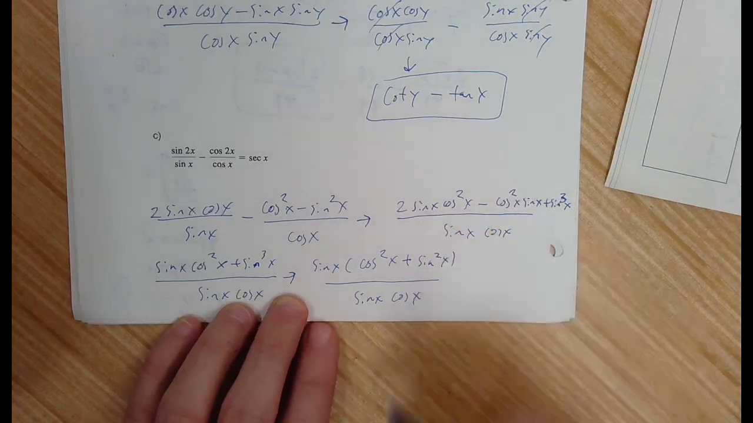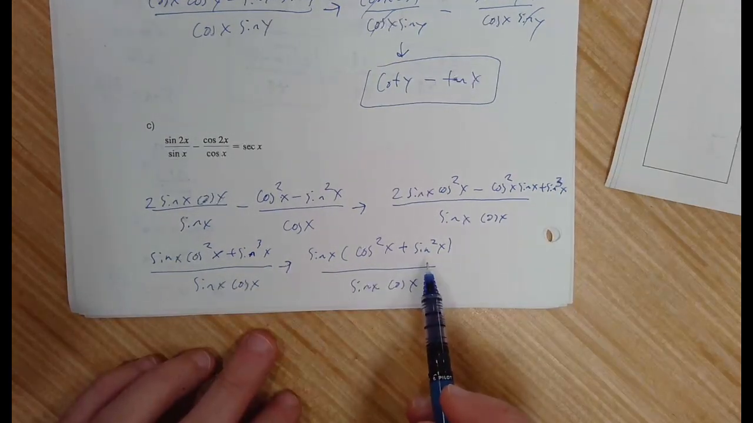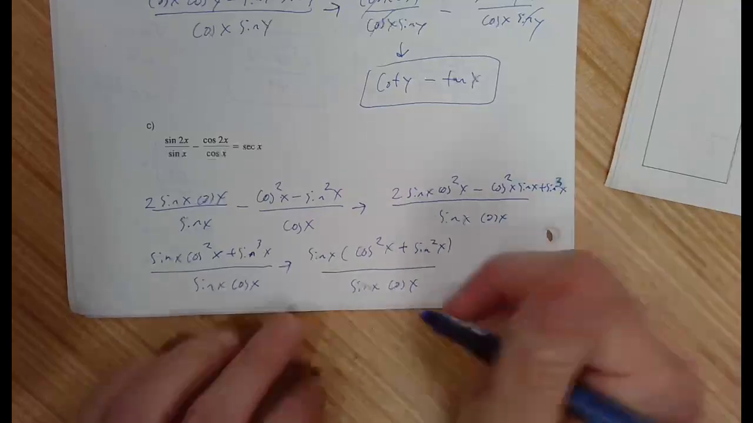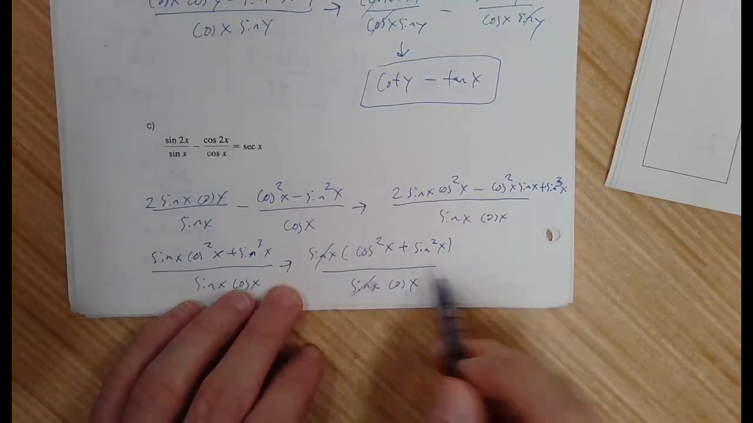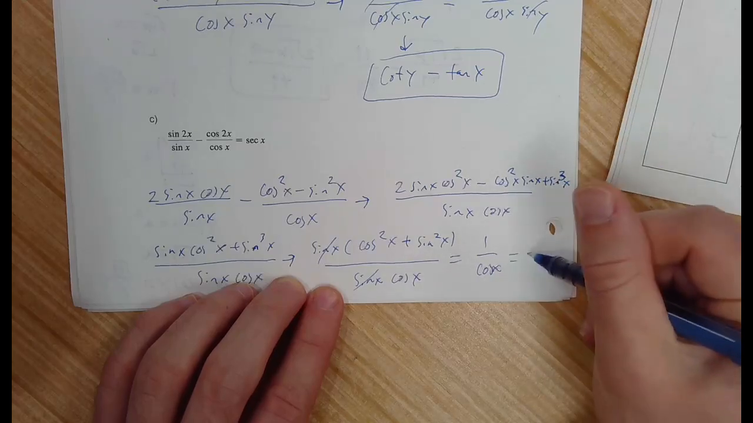You follow me there? How I did that? Well, now cosine squared plus sine squared is just 1. The sines will cancel, right? These will cancel. This is just 1. So it's just 1 over cosine x, so it's secant x.